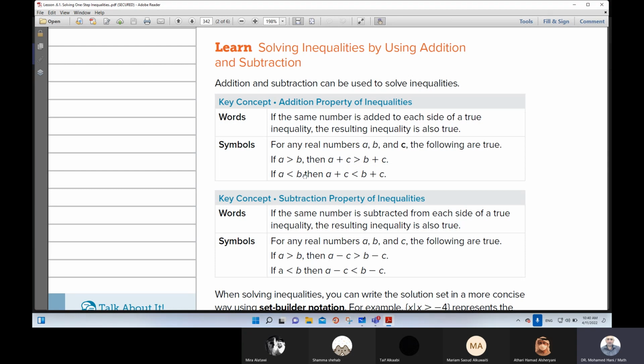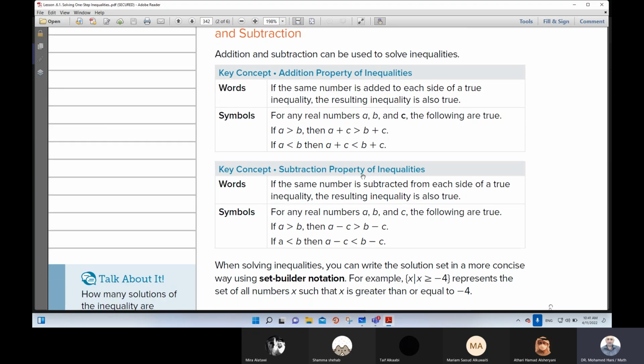And also, if you have this inequality A less than B, if you add the same number, A plus C less than B plus C, it means the same sign here. You have a true inequality, no change in the sign. So if you add the same number to the two sides of the inequality, you will get a true inequality.